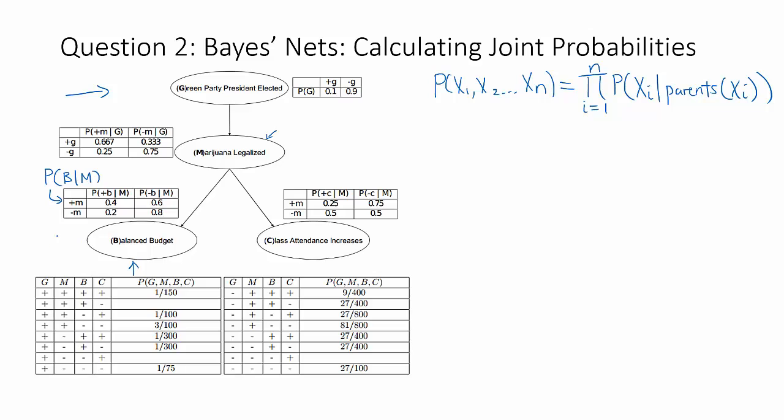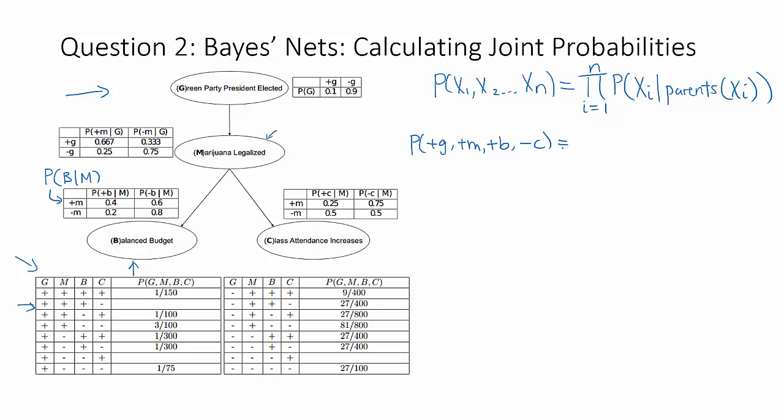Let's see an example. In this table here, we're given some of the values in the joint distribution of this Bayes net and asked to calculate a few of them. Let's take the first entry that we need to fill out, which is the probability of plus g, plus m, plus b, and minus c. So according to this equation, we look at all 4 nodes in the Bayes net and we just choose the entries in the conditional probability tables that are consistent with this assignment.